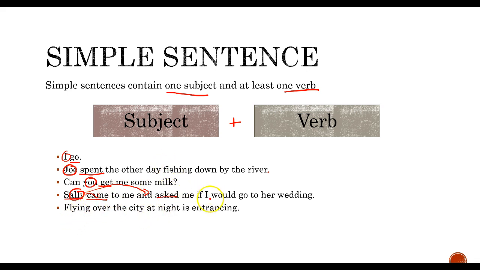Flying over the city at night is entrancing. Here's another simple sentence. What's the subject? Could it be flying? Well, flying is a verb, isn't it? Flying looks like a verb, but anytime you put an ing on a verb, you turn it into a noun. So flying over the city is the subject of this sentence. That's a thing. Flying over the city at night, that's a thing. Is the verb, entrancing. This is called the gerund.